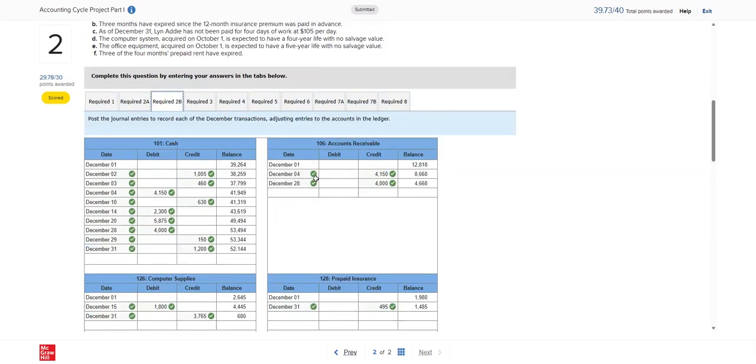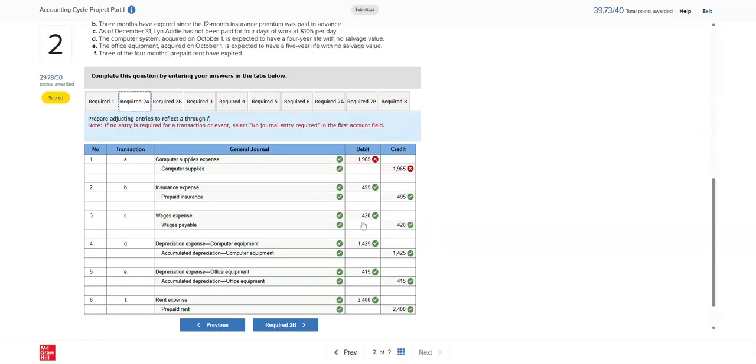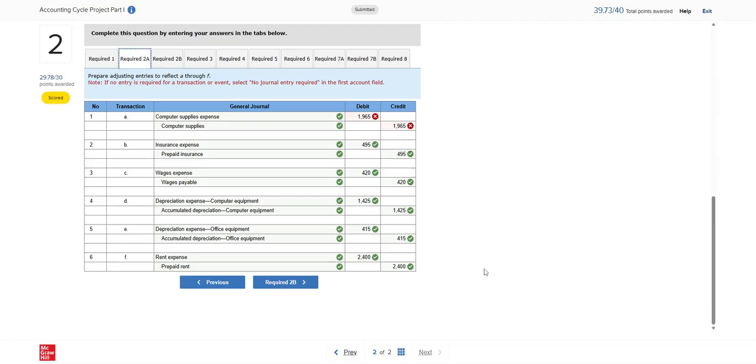Once the journal entries were posted to the ledger, the next step was preparing adjusting entries, which is right here, for the end of December. Adjusting entries are necessary because some revenues and expenses occur over time and must be recorded in the correct accounting period. These adjustments ensure that financial statements follow the matching principle, meaning expenses are recorded in the same period as the revenues they help generate. One adjustment involved would be computer supplies.